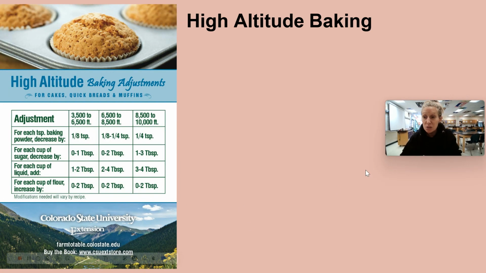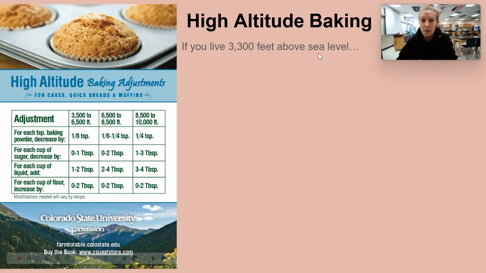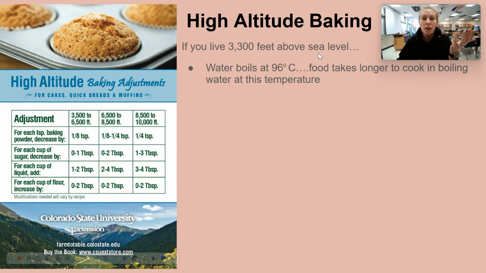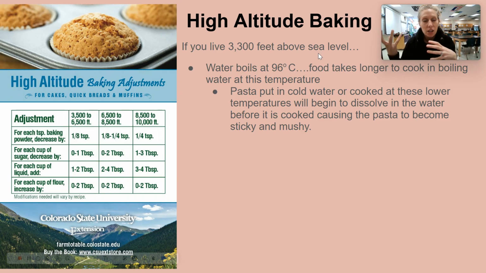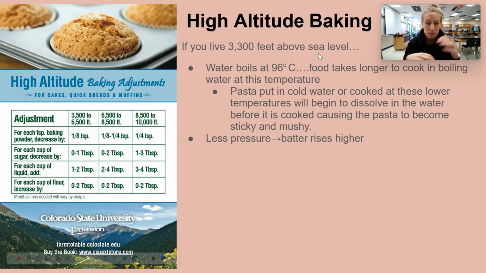And so there are some things to be aware of when you are doing high altitude baking, for example, right? Because water boils at a lower temperature, food will actually take longer to cook in boiling water. So if you put pasta in a lower temperature and you're waiting and waiting and waiting, okay, the food that's cooked at these lower temperatures will actually begin to dissolve before it even cooks. So pasta can come out sticky and mushy. Again, if you're a chef working in one of these ski resorts, you have to be aware of that so that you can adjust your cooking times and temperatures.